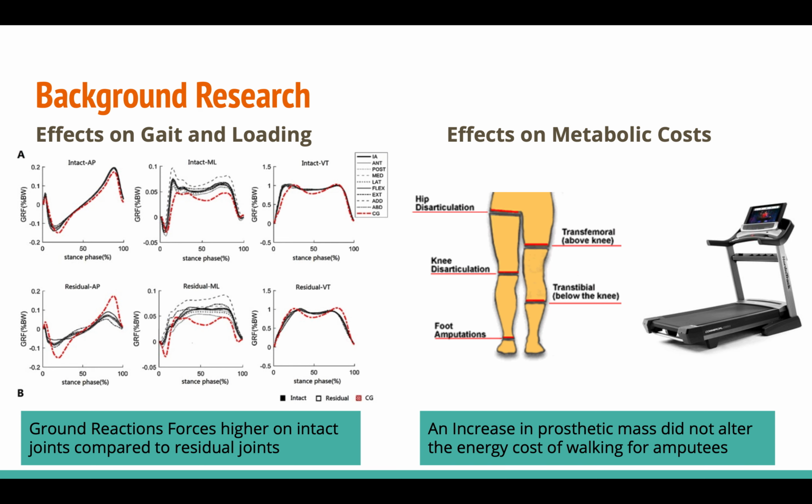The second study involved finding a possible correlation between prosthetic weight and metabolic cost. The study found that an increase in prosthetic mass did not alter the energy costs for amputees.